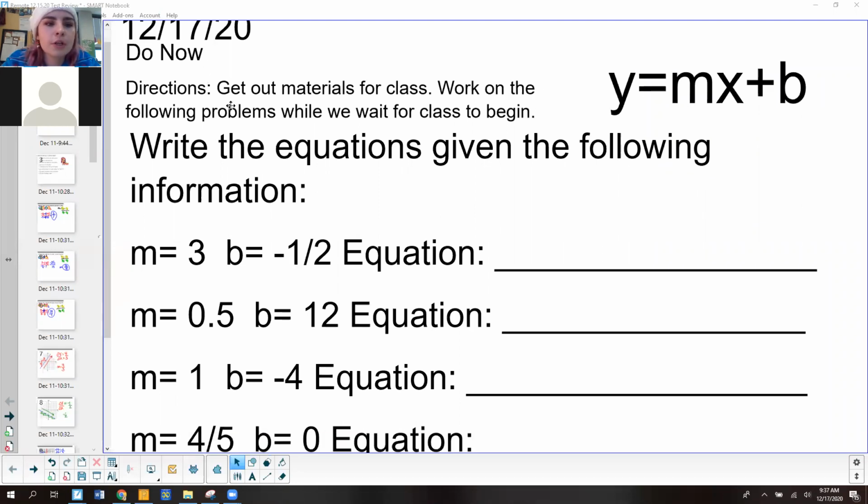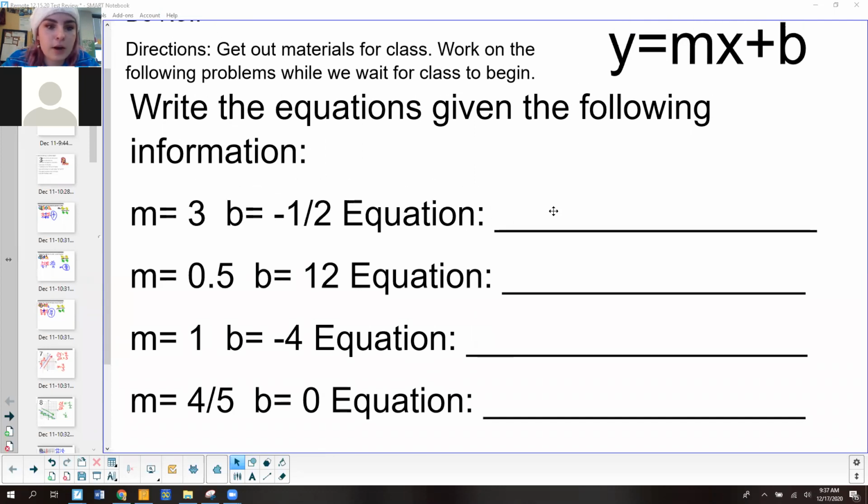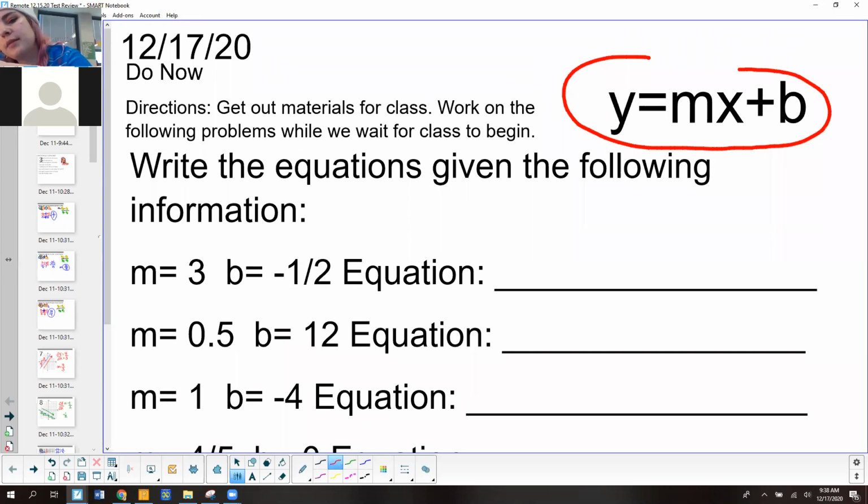All right, so we're gonna go over this. So this says get out materials for class, and then we were working on these while we were waiting for everyone to join. So write the equations given the following information. So m equals 3, b equals -1/2, write the equation. You all should be able to do this at this point because all you have to do is plug in information. So remember, we use this formula right here, y equals mx plus b, and we just plug in values for m and plug in values for b.